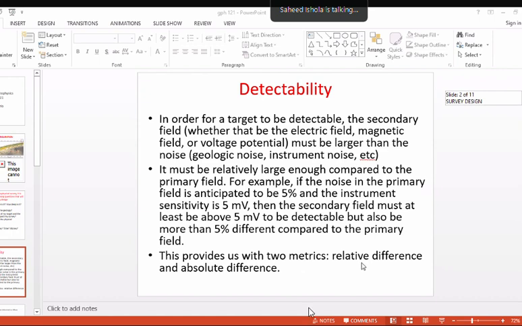How do we measure relative difference in terms of the secondary feed, in terms of the primary feed, in terms of the total feed? We are going to look at that in the next class. If you have any question, kindly feel free to ask me.